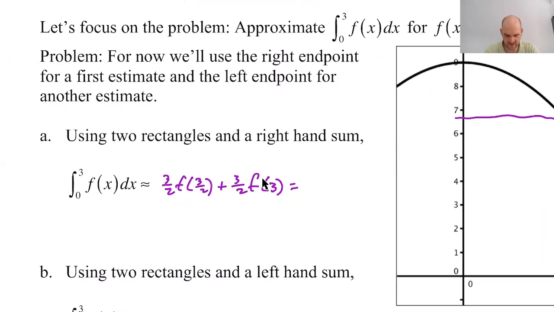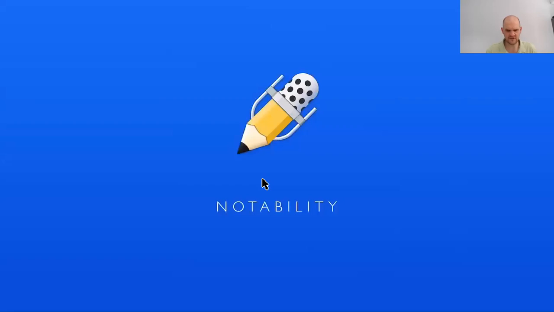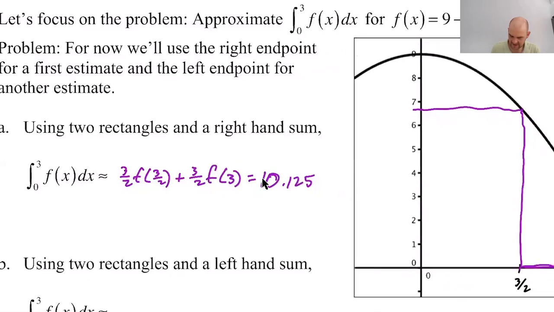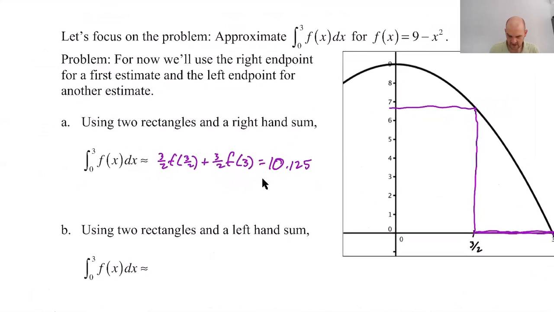I'm redefining f of x to be 9 minus x squared. That's the number one mistake: don't forget to redefine. Then I'm going to do 3/2 times f of 3/2, and I know f of 3 is 0, but I'm going to type it anyway. So I get 81/8, which in decimals is 10.125. Now, that's an awful estimate because we just ignored everything over here and also this.